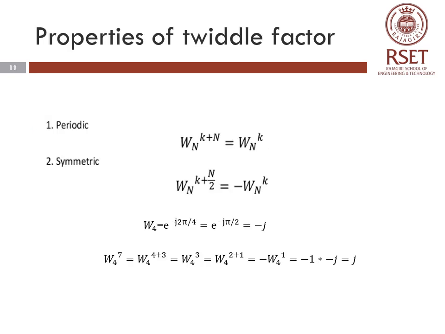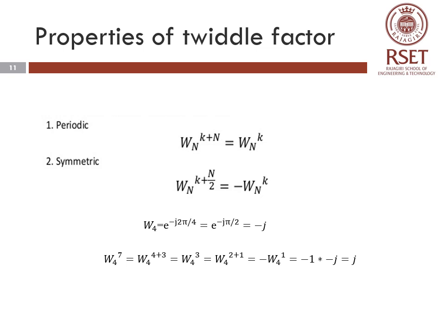Next is properties of twiddle factor: periodicity and symmetry. Periodicity, that is Wn raised to k plus n is equal to Wn raised to k, and symmetry, that is Wn raised to k plus n by 2 is equal to minus Wn raised to k. Now let us consider W4. W4 is e raised to minus j 2 pi by n with n equal to 4, which is equal to e raised to minus j pi by 2. What is e raised to minus j pi by 2? It is cos pi by 2 minus j sin pi by 2, which is minus j. Now using the symmetry and periodicity properties, we shall find out W4 raised to 7.